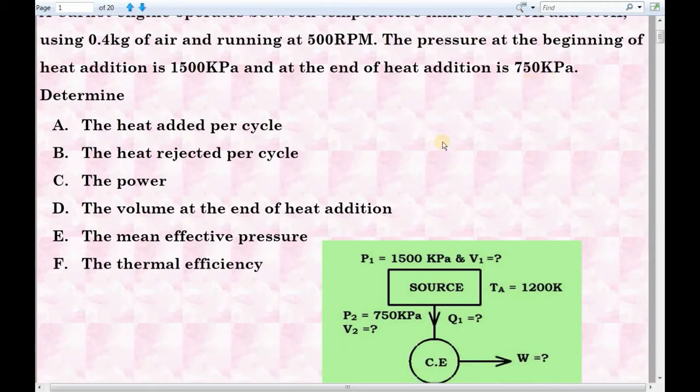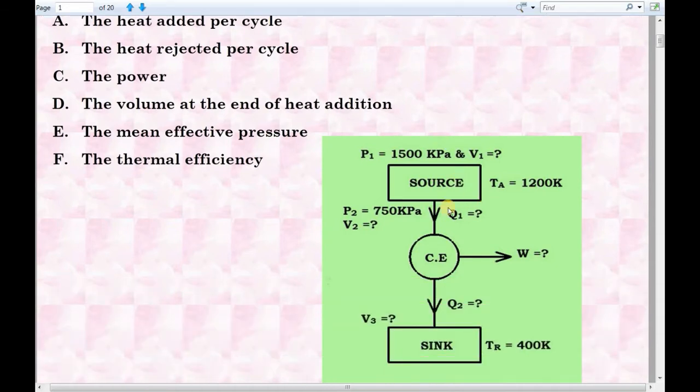Okay. The working procedure of this Carnot engine is that 0.4 kg of air will be supplied to the source. The pressure of the air entering into the source will be 1500 kilopascal and the volume of the air entering into the source will be V1. Now the air will be heated at constant temperature of 1200 Kelvin. After heating, the pressure of hot air coming out of the source will be 750 kilopascal and the volume of hot air coming out of the source will be V2.